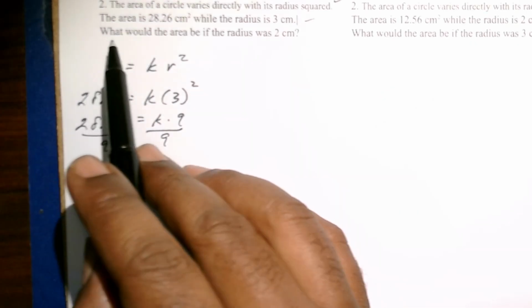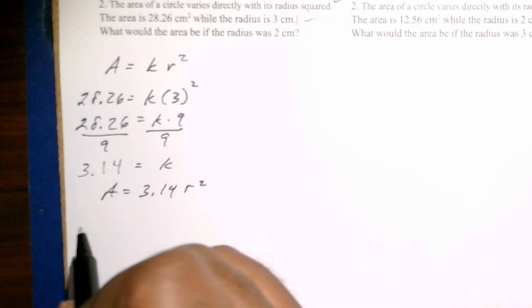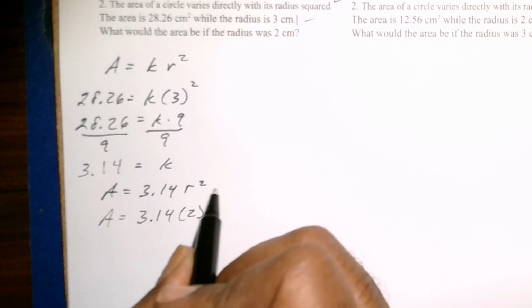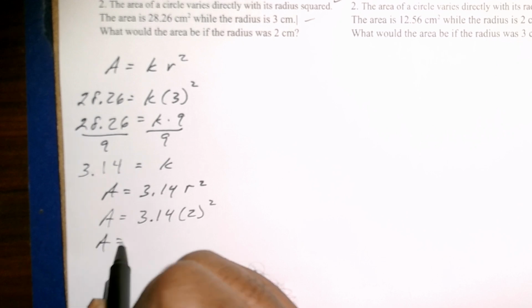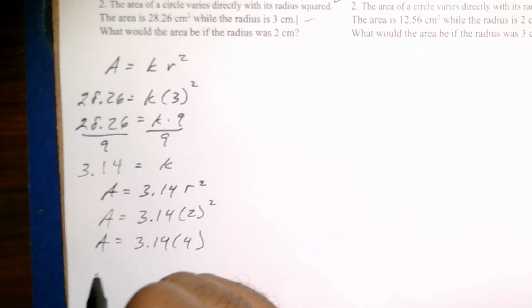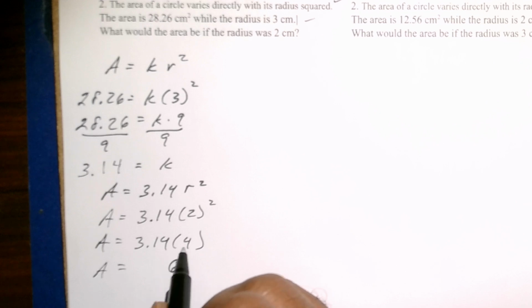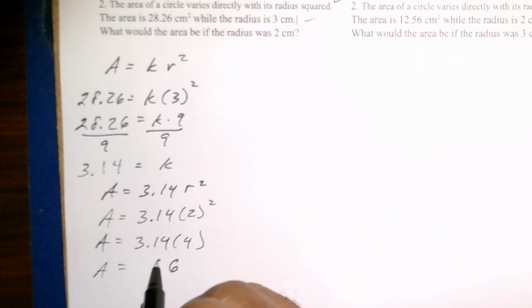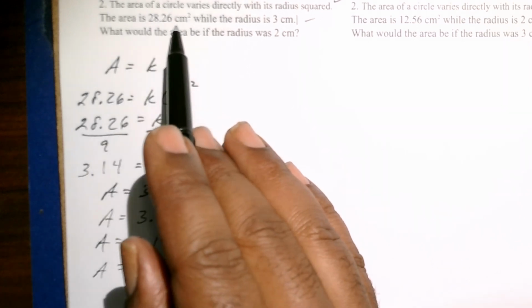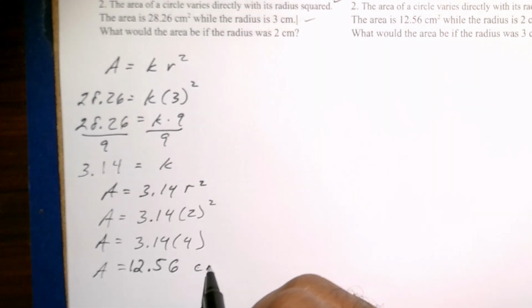Okay, we just used the information to find the constant. Lastly, what would the area be if the radius was 2 centimeters? So area equals 3.14 times 2 to the second power. And from here, 2 to the second power is 4. So this is 3.14 times 4, and I will multiply that. Let's see, 4 times 4 is 16, so I get a 6 here. 4 times 1 is 4, plus 1 more is 5. And 4 times 3 is 12. So that'll be 12.56. And the area is measured in centimeters squared here. So we'll say area is 12.56 centimeters squared.